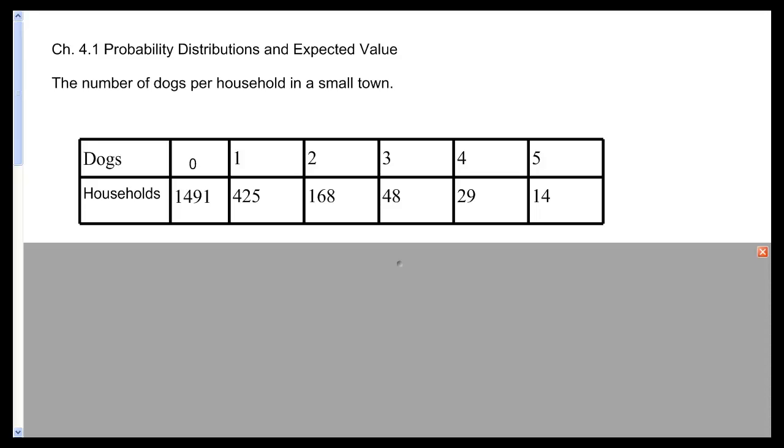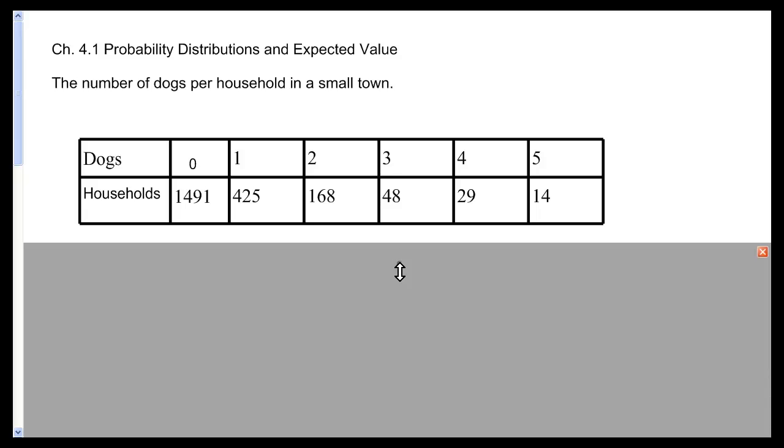This is another probability distribution and expected value video. This is similar to one that was on the homework. The number of dogs per household in a small town. With 0 dogs, there were 1,491, 1 dog, 424 households. So this was information that was given to you.